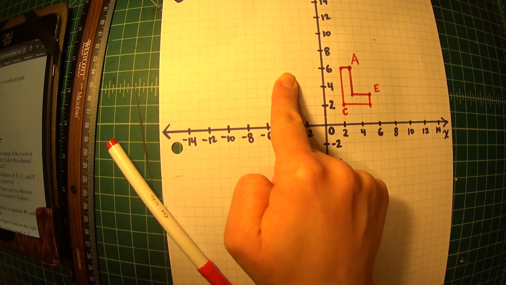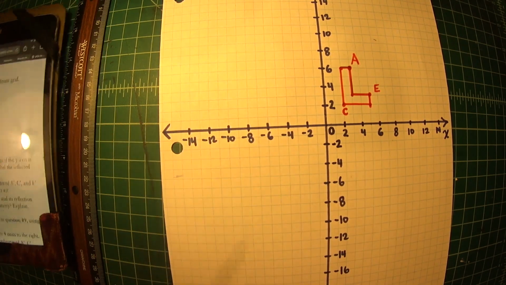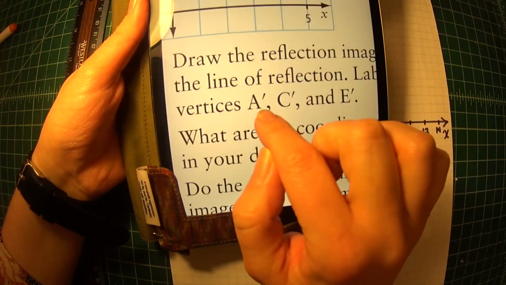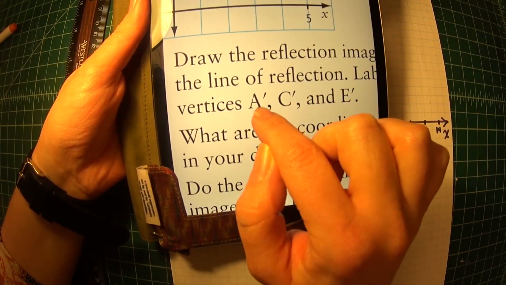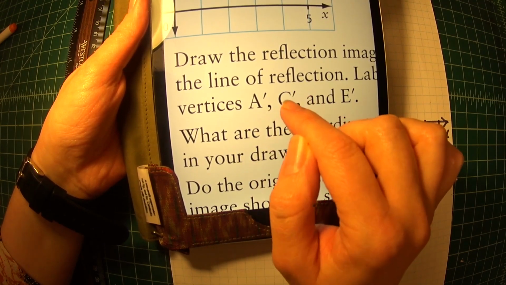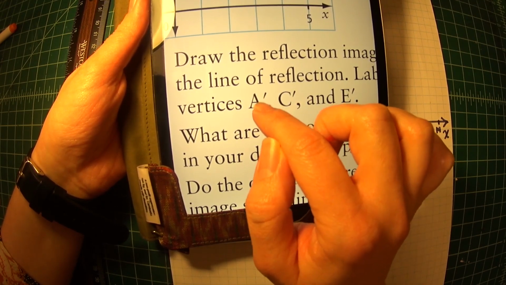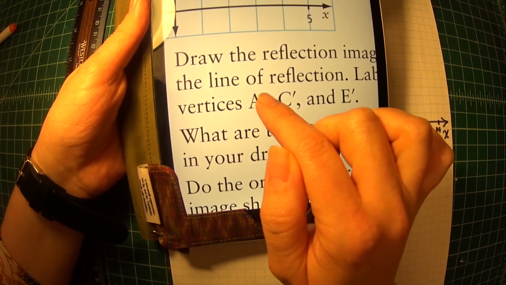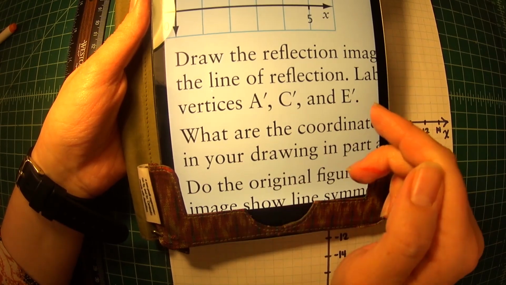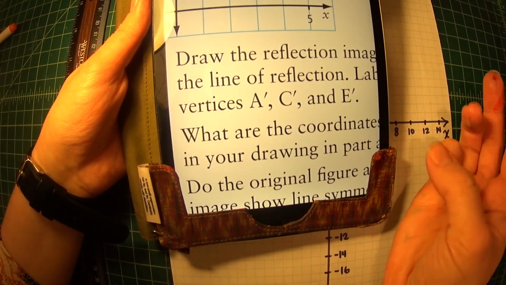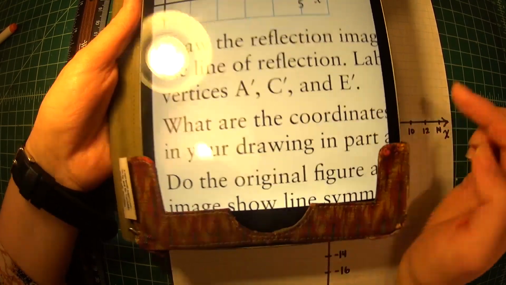And it says label the reflected vertices A prime, C prime, E prime. That's what this little apostrophe here means. It's just prime. So each time we transform a shape on the coordinate grid, we add another prime. So the first transformation is just prime. Second transformation becomes double prime. Third transformation becomes triple prime, and so on.